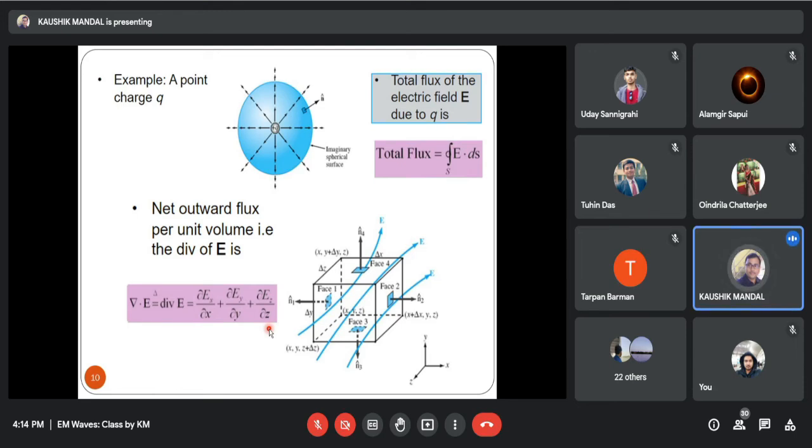Now you have to consider the different faces: face 1, face 2, face 3 and face 4, and this is the outward flux due to the electric field. So you have to consider all the surfaces to find the outward flux. All the surfaces means this is nothing but E dot ds.